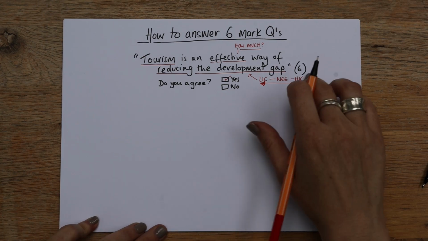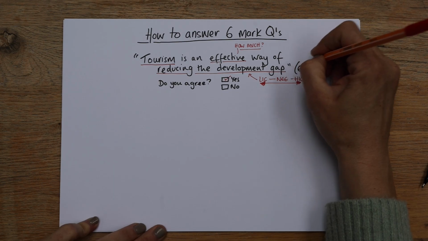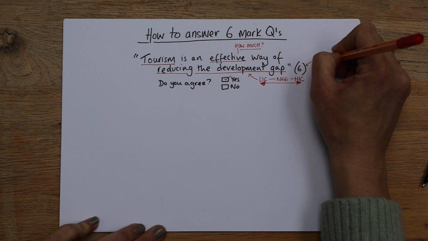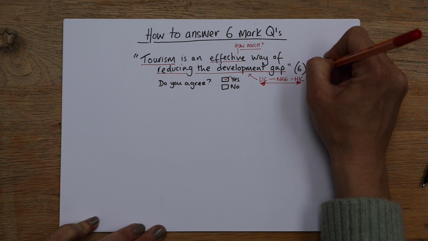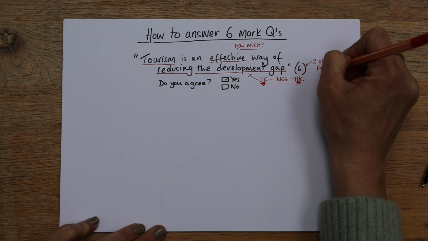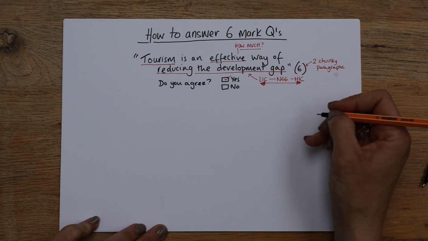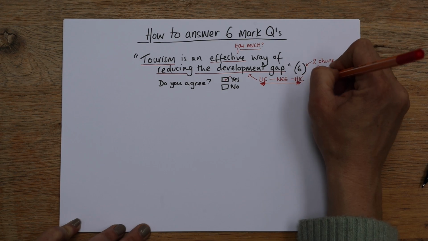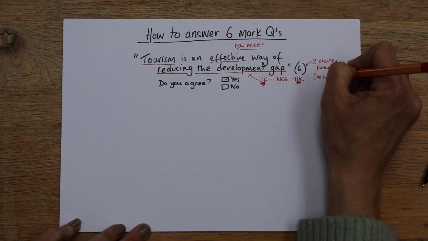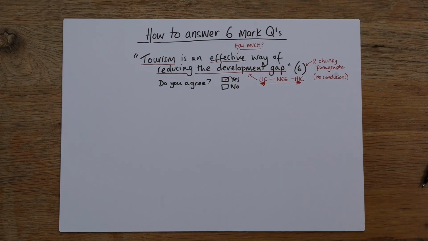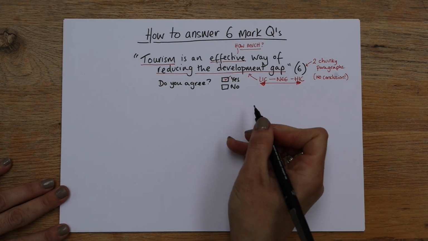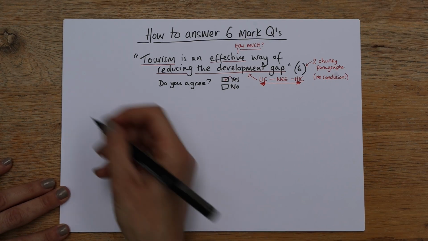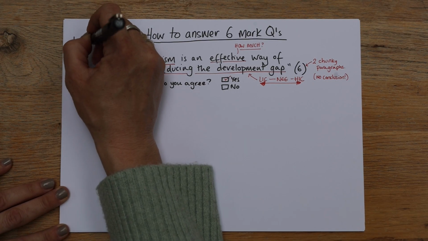So it's 6 marks. I would always suggest about 2 chunky paragraphs. These are not your short versions that you might use for, say, a 4 marker, but remember there's no conclusion with a 6 marker. You do not need a conclusion, so don't get hung up on that. You will, however, need a case study for this one. So number 1, we've done it already.